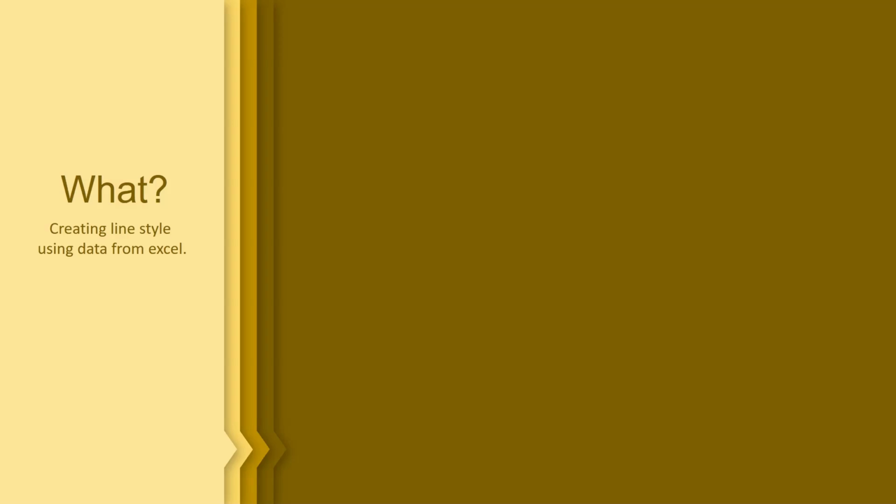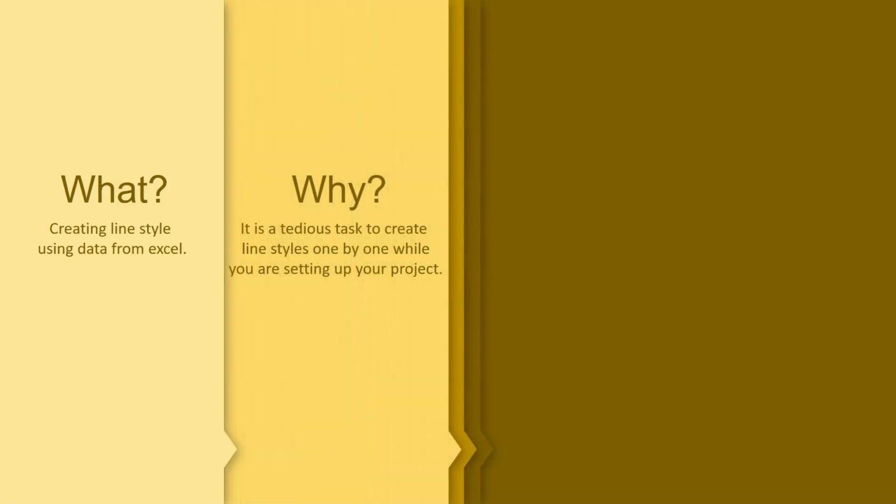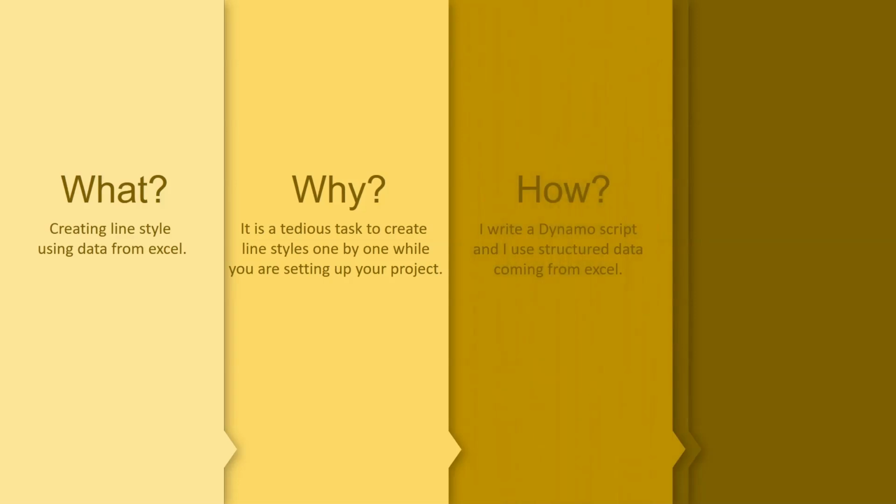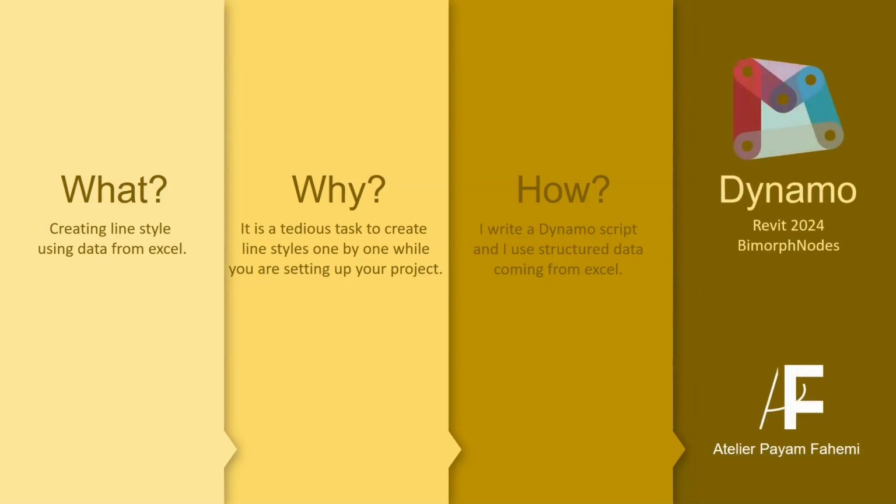In today's video tutorial, I'm going to show you how to create line styles using data from Excel. It is a tedious task to create line styles one by one while you are setting up your project. So we are going to use a Dynamo script and structured data which we are going to import from an Excel file to be able to create line styles all at once. I'm going to be using Revit 2024 and the external package BimorphNodes. So let's get started.